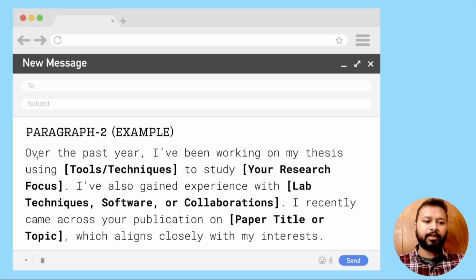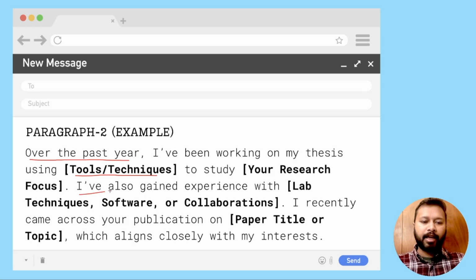Okay. So the example is like, you can say this in the second paragraph. Okay, the first paragraph is done, you are now in the second paragraph. You will start: over the past years I have been working on my thesis using these tools, whatever tools or techniques you have used. Let's say you have done NMR spectroscopy or any specific tool or technique which you have used. So I have been working on my thesis using these tools to study your research focus. So here you have to write down what research focus you have worked on till now, whatever work you have done in your Masters. Okay, we will take an example at the end of this video, don't worry, we will have examples with names over there.